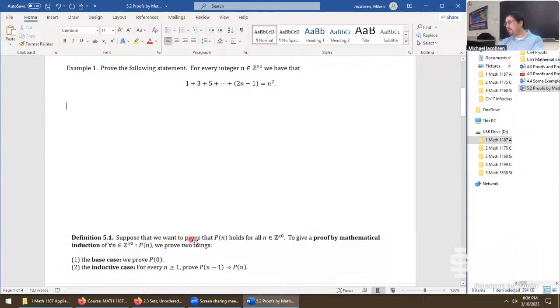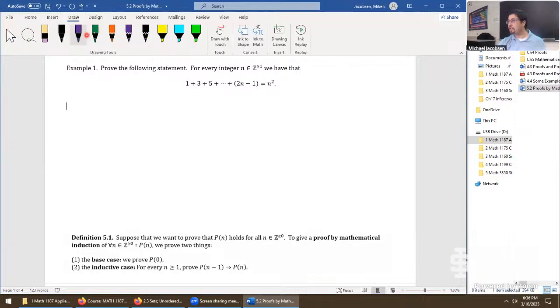Suppose we want to prove that P(n) holds for all n in Z bigger than or equal to 0. I should say right away, the Z bigger than or equal to 0 could be Z bigger than or equal to 1. That's what it's going to be in a lot of our problems, like we see here. 0 if it makes sense, or even something like 5 if your statement only occurs as true at integer 5 and beyond. So the value above here as a superscript is not as important as the set Z itself, meaning we're dealing with integers now.